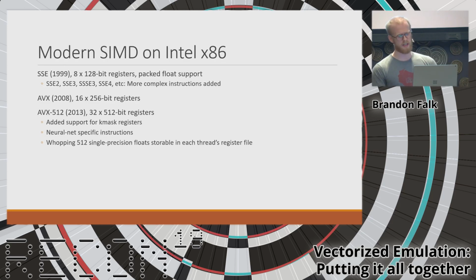In modern x86, this has gotten a lot more advanced. You need more bits because you have to win the bit wars. So they added 8 128-bit registers with SSE, still in the 90s. They added AVX relatively recently, which is 16 256-bit registers. And now, very recently, there's AVX-512, which has 32 512-bit registers, which comes out to 512 32-bit registers that you can use per hardware thread. It's pretty crazy how many hardware registers there are.